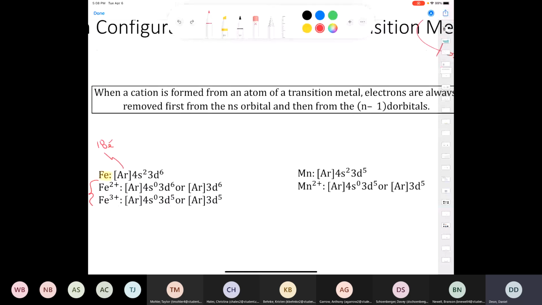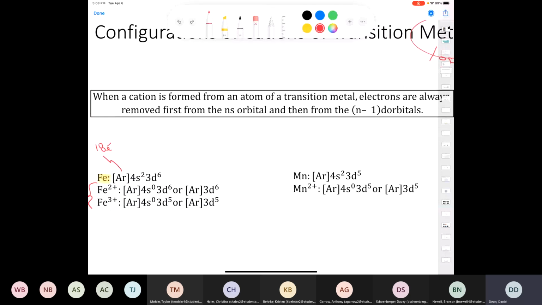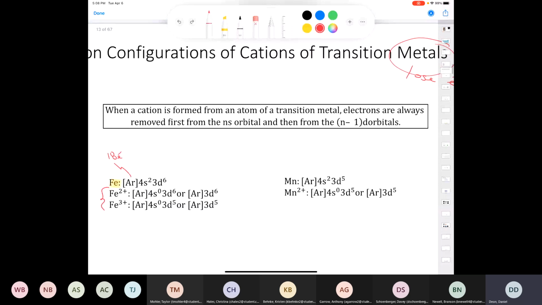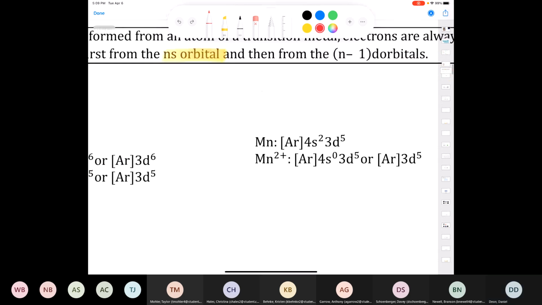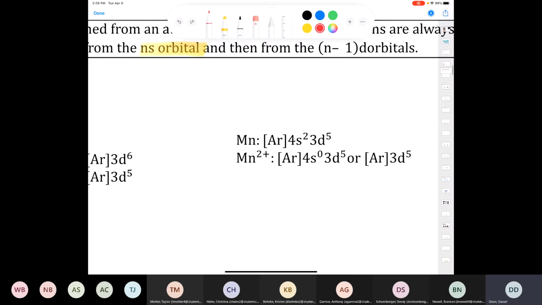And I have that rule summarized right here. It says when you form a cation from a transition metal, the electrons are always removed first from the s orbital, okay, the ns orbital, and n is the period number. And then you start removing them from the n-1 d orbital. So we see if we have manganese, there we go, manganese, which is element number 25.